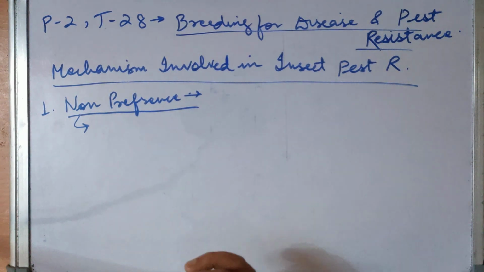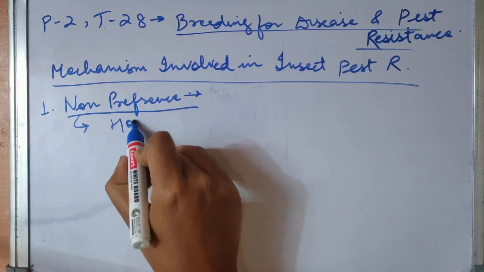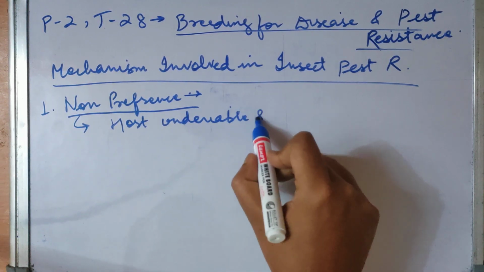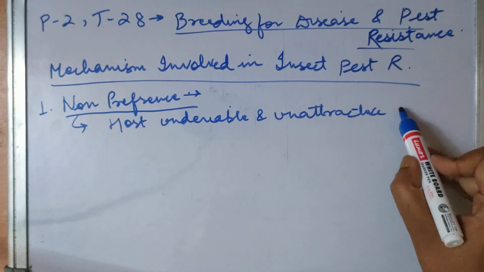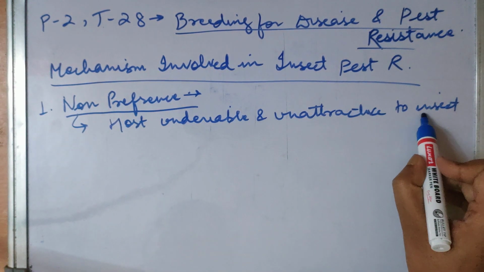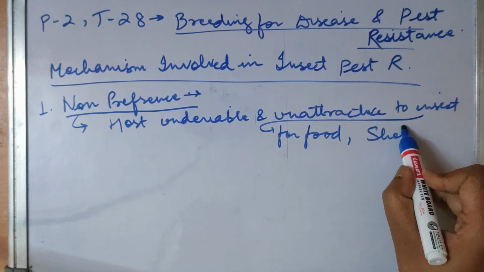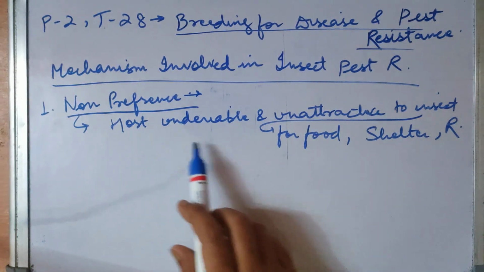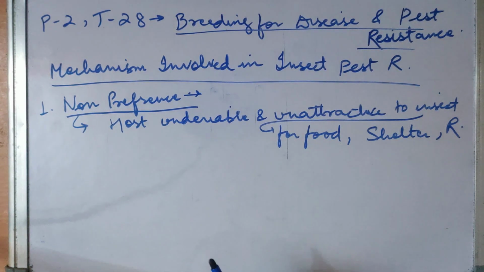So here insect will not prefer us. It makes the host undesirable and unattractive to insect for food, shelter and reproduction. So when the host will become undesirable and unattractive, the insect will not prefer that host plant.